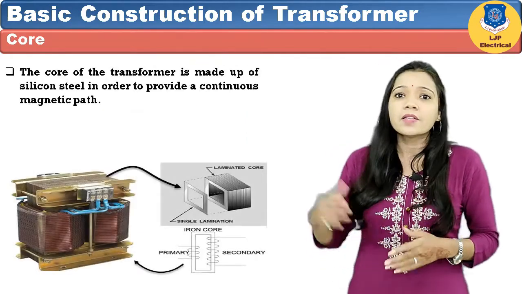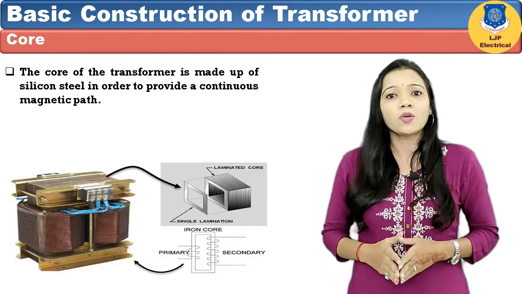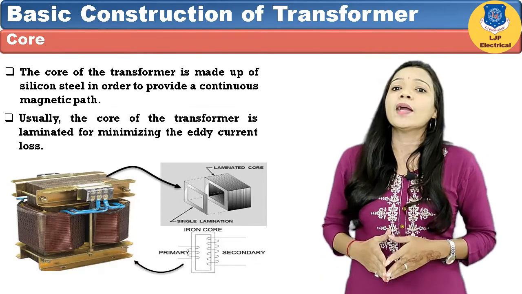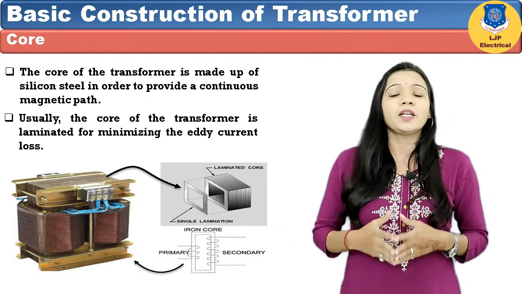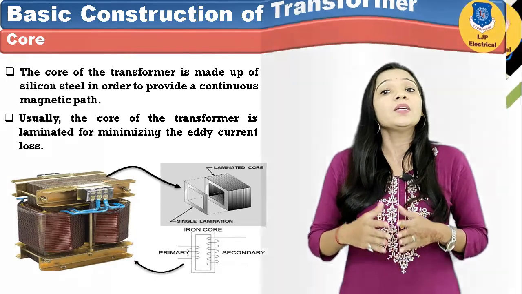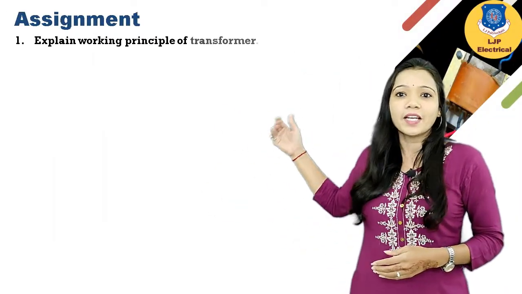The next part is the core. The core of the transformer is made of silicon steel in order to provide a continuous magnetic path. Usually the core of the transformer is laminated for minimizing the eddy current loss. Next, move to the assignment questions.